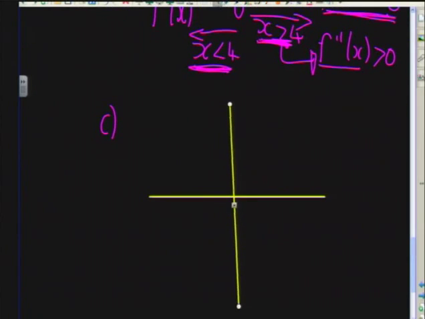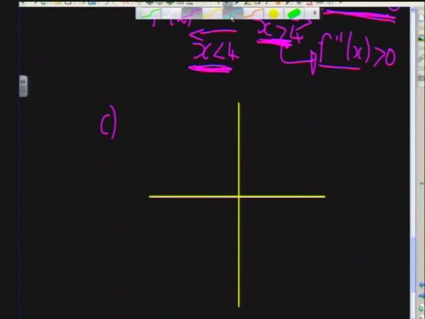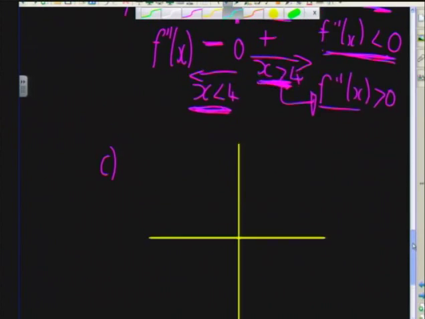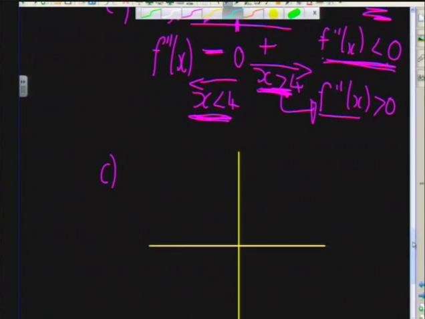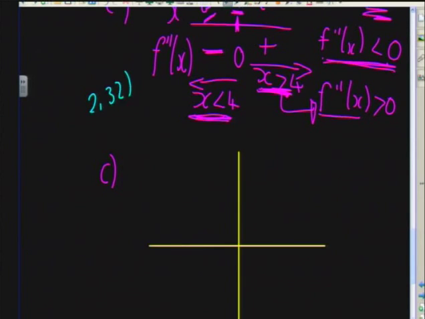Okay, let's just try and straighten out my axis. There we go. And now I want some of the key points. Now remember, the first thing we found was the stationary points. We had 2 and 32, and we had 6 and 0. Those were the stationary points. We saw that the point of inflection was 4 and 16.